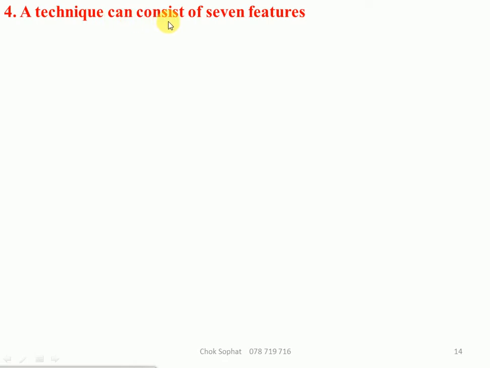Techniques can consist of seven features. What are the seven features of the technique? The first is objective. Okay, why do we choose these techniques? What do we want? Technique: what techniques do we choose? Data: what data do we use with the technique? Guide: how do we guide the techniques?